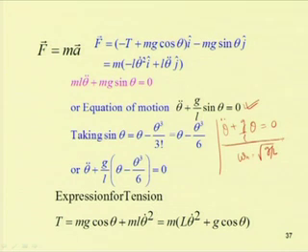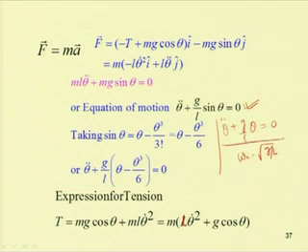But if theta is not small, one can expand sin theta as theta minus theta cube by factorial 3, or sin theta equal to theta minus theta cube by 6. So, the resulting equation becomes theta double dot plus g by L times theta minus theta cube by 6 equal to 0. One can write the expression for tension in this form also. So, T equals mg cos theta plus m L theta dot square, or, taking m common, m times L theta dot square plus g cos theta.